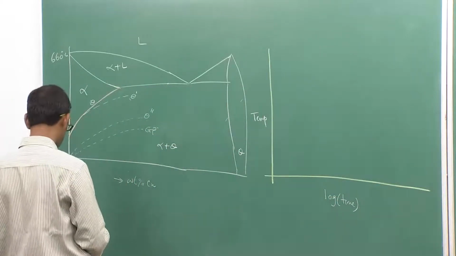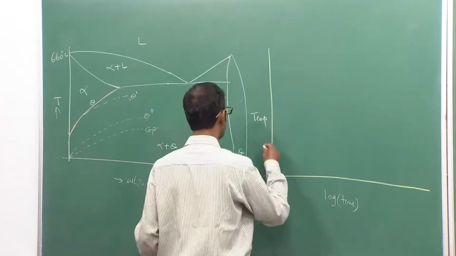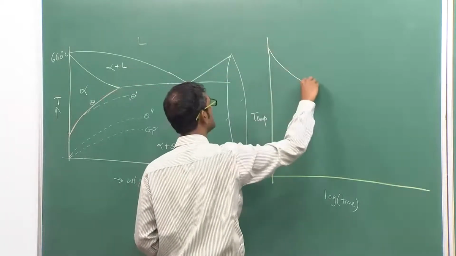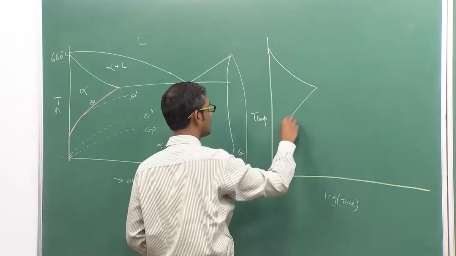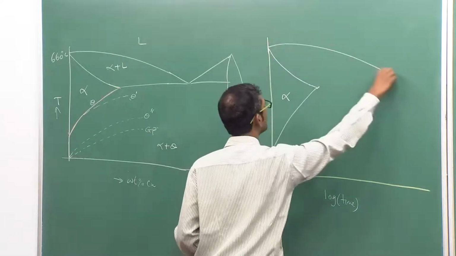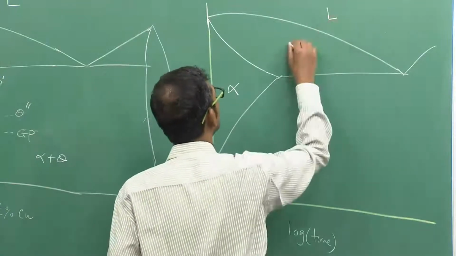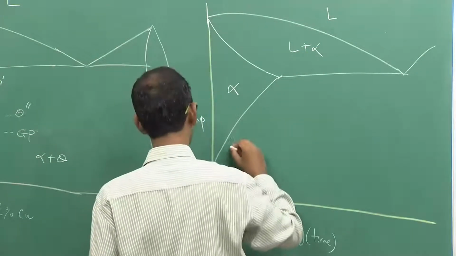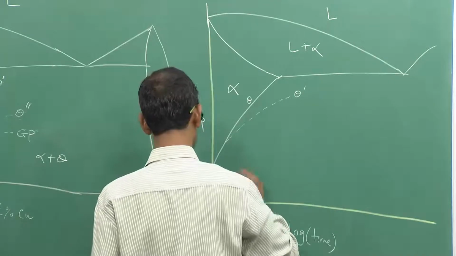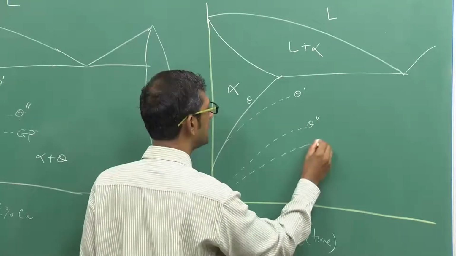Now, how I am going to draw it, please look carefully. First, I will build on the phase diagram. So, I will just take the phase diagram directly from it. So, this is my alpha, and then one can draw it. It does not matter whether you keep it or not. And let me then draw theta, this is theta, this is theta prime, theta double prime, right? And then this is GP zone.